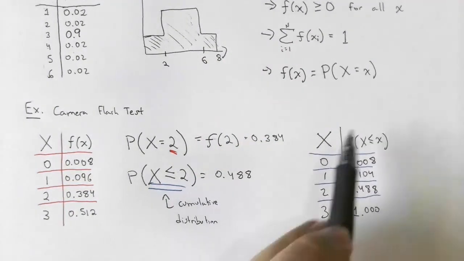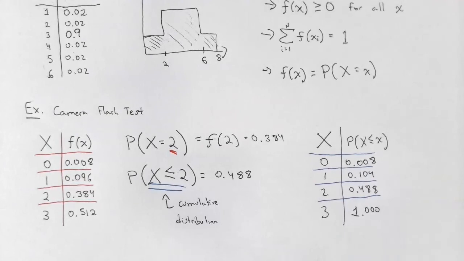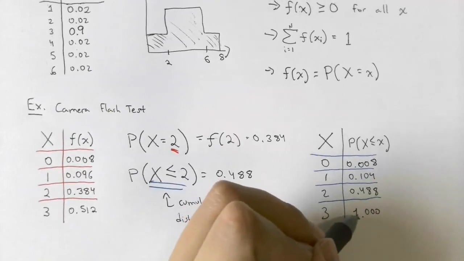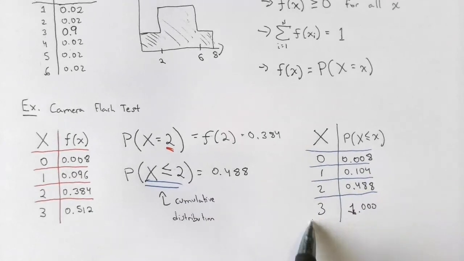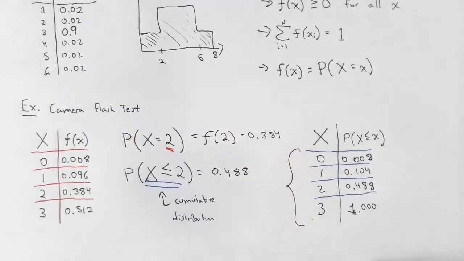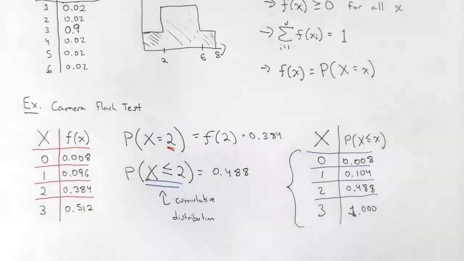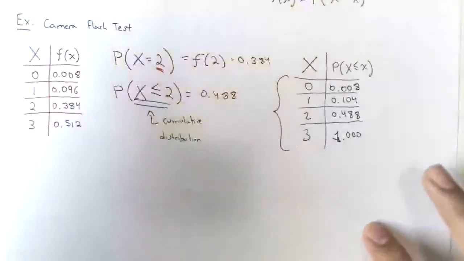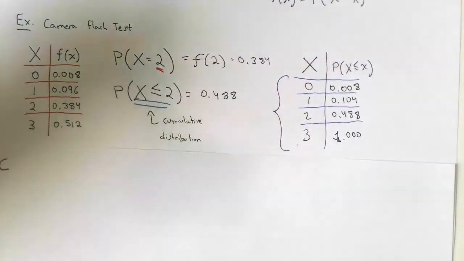A cumulative distribution table is always going to end in 1. Because if it's cumulative, that means the last value tells me the probability that all of this is satisfied. And we know that the probability of every single outcome in a random variable has to add up to 1. So the last value in a cumulative distribution is always going to be 1. Now that gives me a chance to introduce the cumulative distribution function properly.